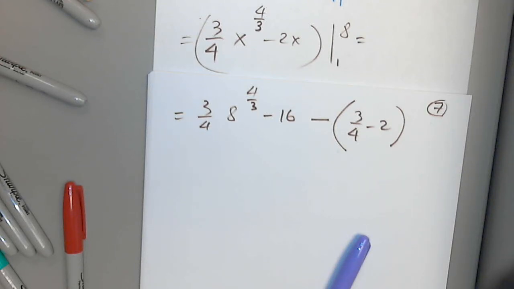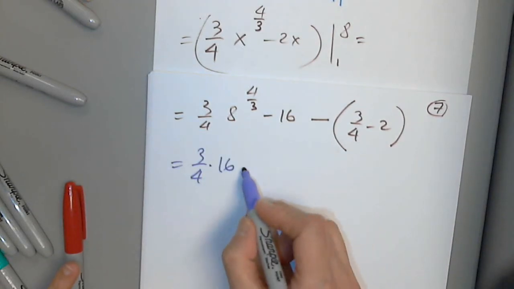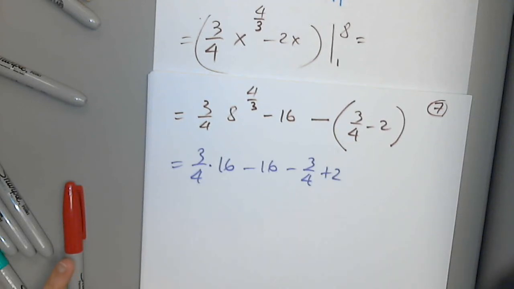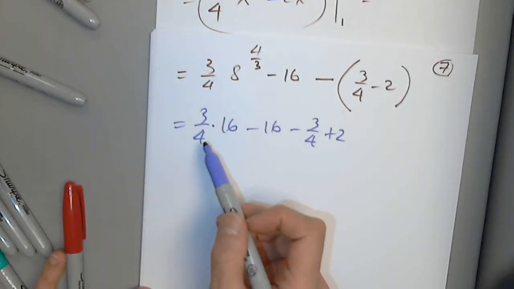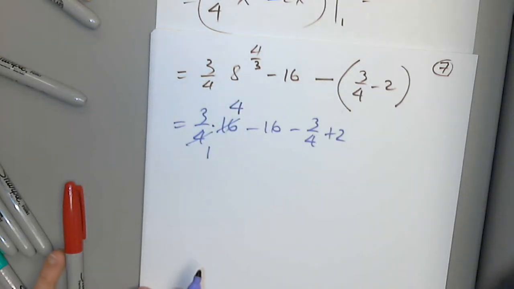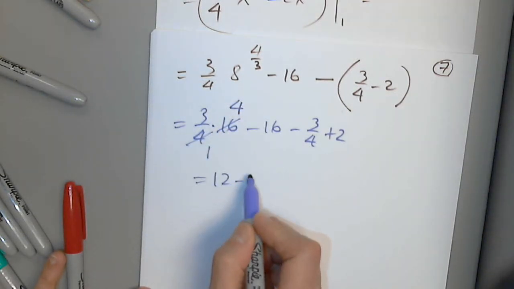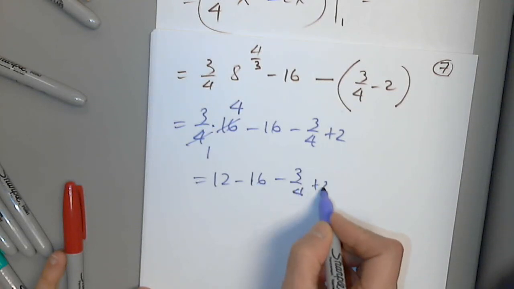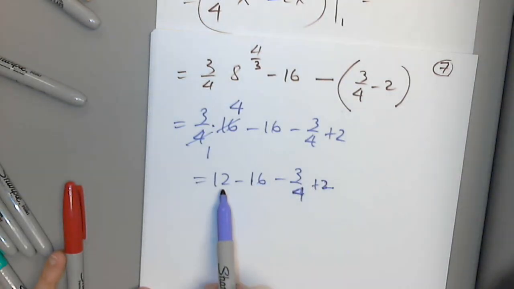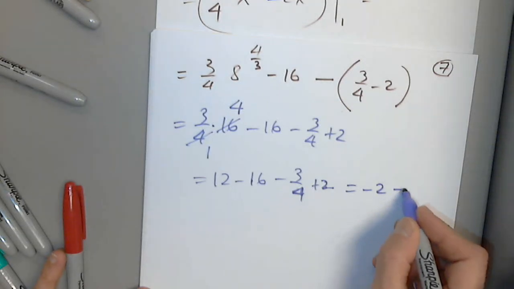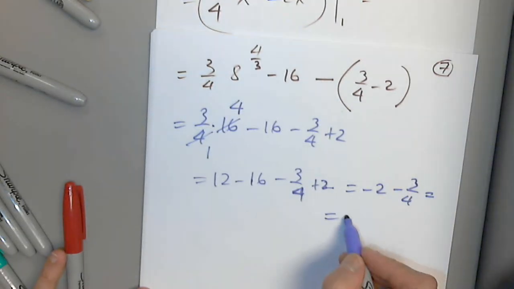Power in parentheses, 4/3. So when I click enter, I have to get 16. And I do. So this is 3/4 times 16 minus 16 minus 3/4 and plus 2. I'll simplify by 4. So 12 minus 16 minus 3/4 and plus 2. So this is negative 4. Negative 4 plus 2 is negative 2. Negative 2 minus 3/4 will be negative 11/4.